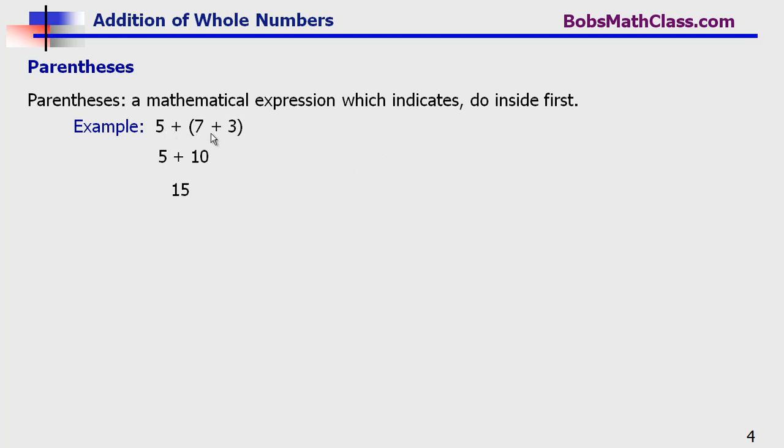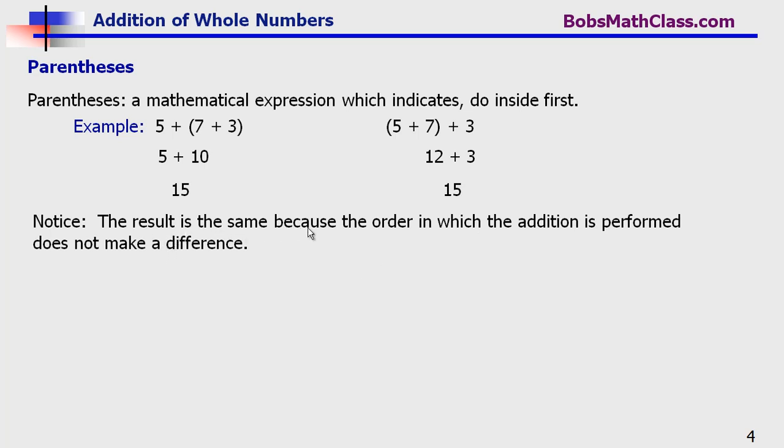Now what would happen if we move the parentheses around the 5 and 7? Well, let's do that first then. That gives us 12. And then we don't need to write the parentheses around the 12 anymore. So 12 plus 3, still 15.